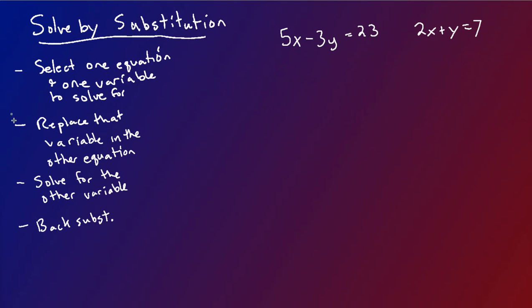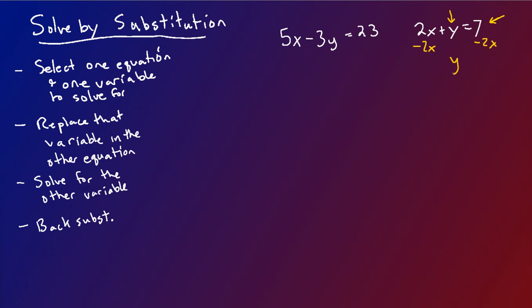So this is a consistent system. We'll go ahead and give it a shot. So what we're going to do is select one equation and one variable to solve for, and it really doesn't matter which one, but we want it to be as simple as possible. So I'm going to start with this equation simply because it looks easier than this one. And I'm going to choose y because it also looks easier to solve for y because there's nothing in front of it. So I'm going to solve for y.